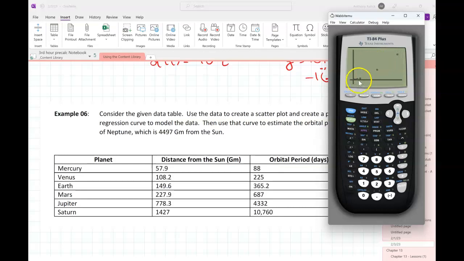Everybody's okay with the scatter plot? Yeah, we can see down here that most of the points are pretty small because we had to fit that 10,000 on the same axis. We have like 88 and 225, which are not real big in comparison, but that's okay.